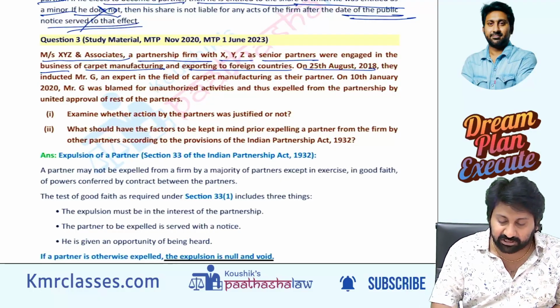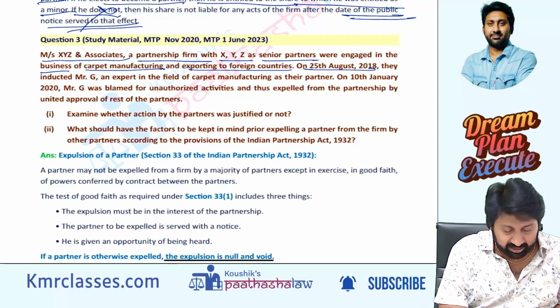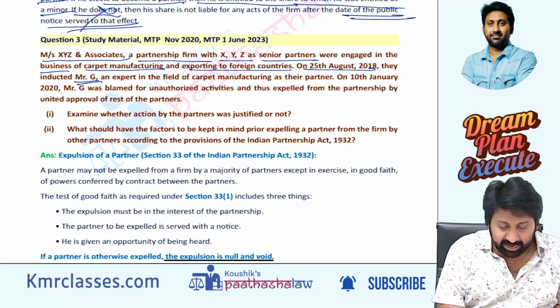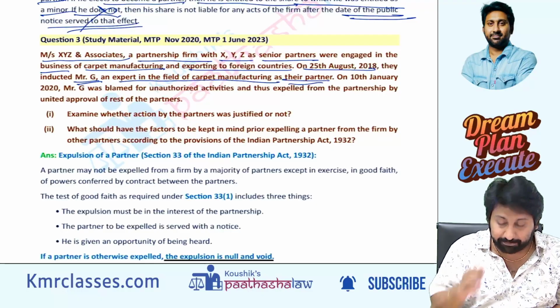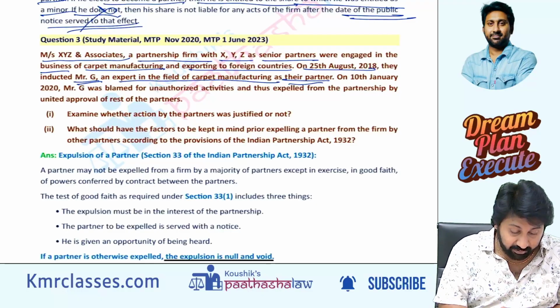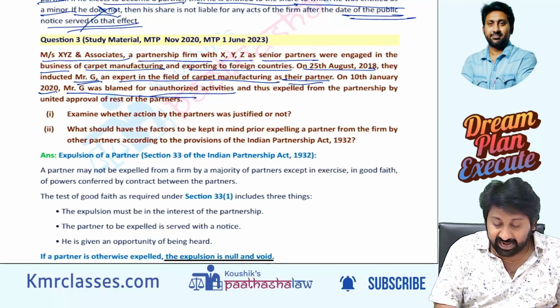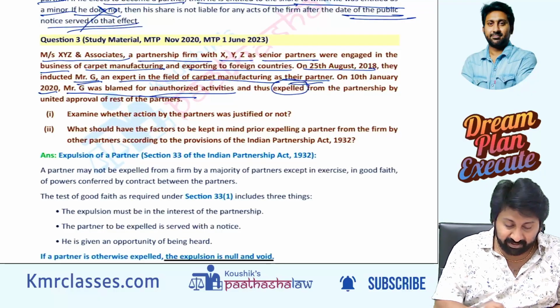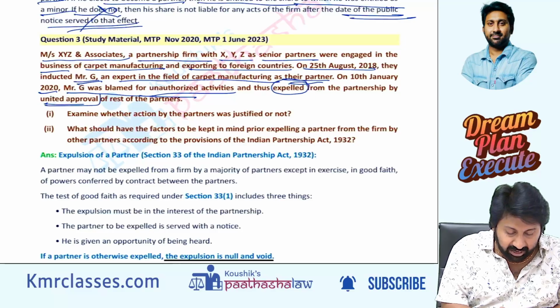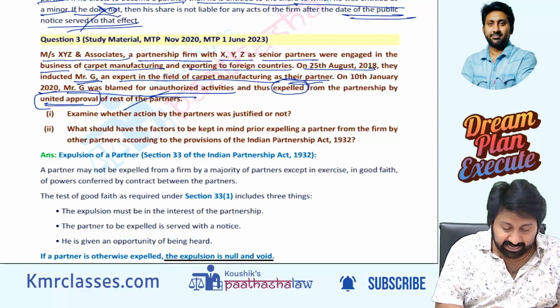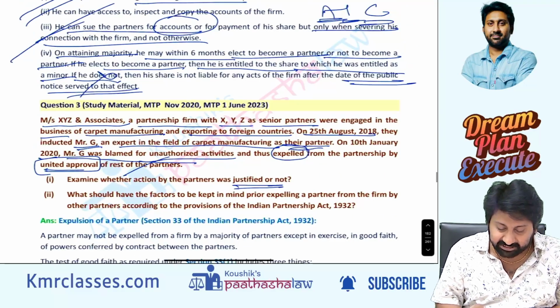On 25th of August 2018, they inducted Mr. G as an expert in the field of carpet manufacturing as a partner. On 10th January 2020, Mr. G was blamed for unauthorized activities and thus expelled from the partnership by unanimous approval of the rest of the partners. Examine whether the action of the partners was justified or not.